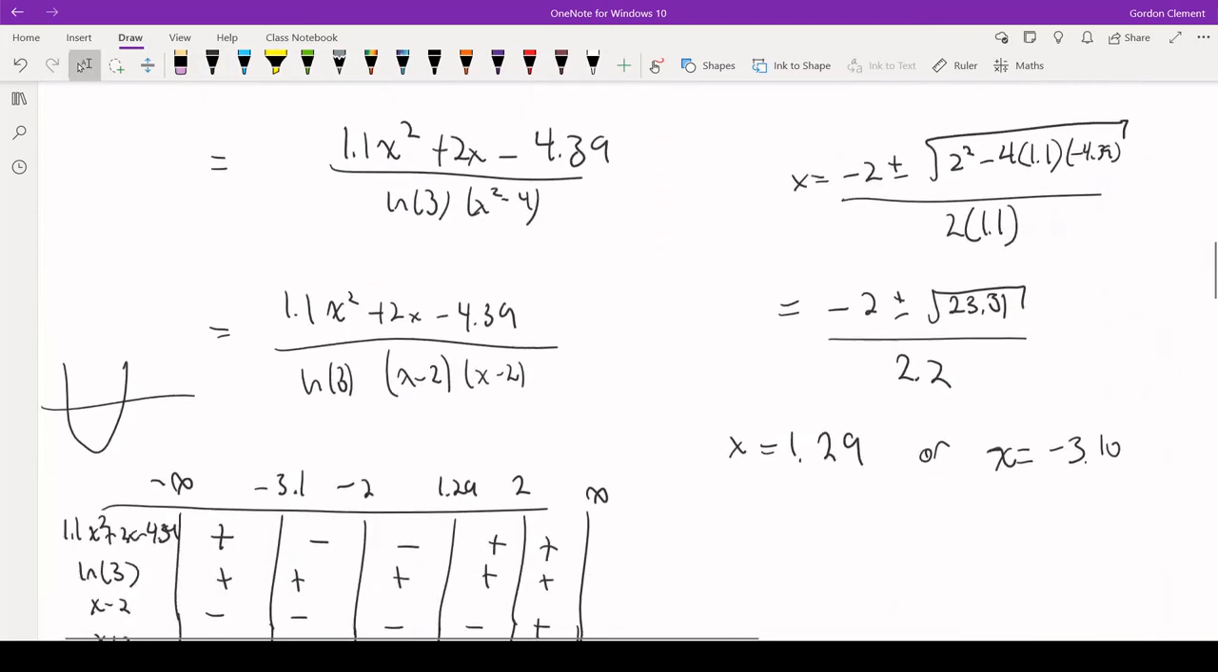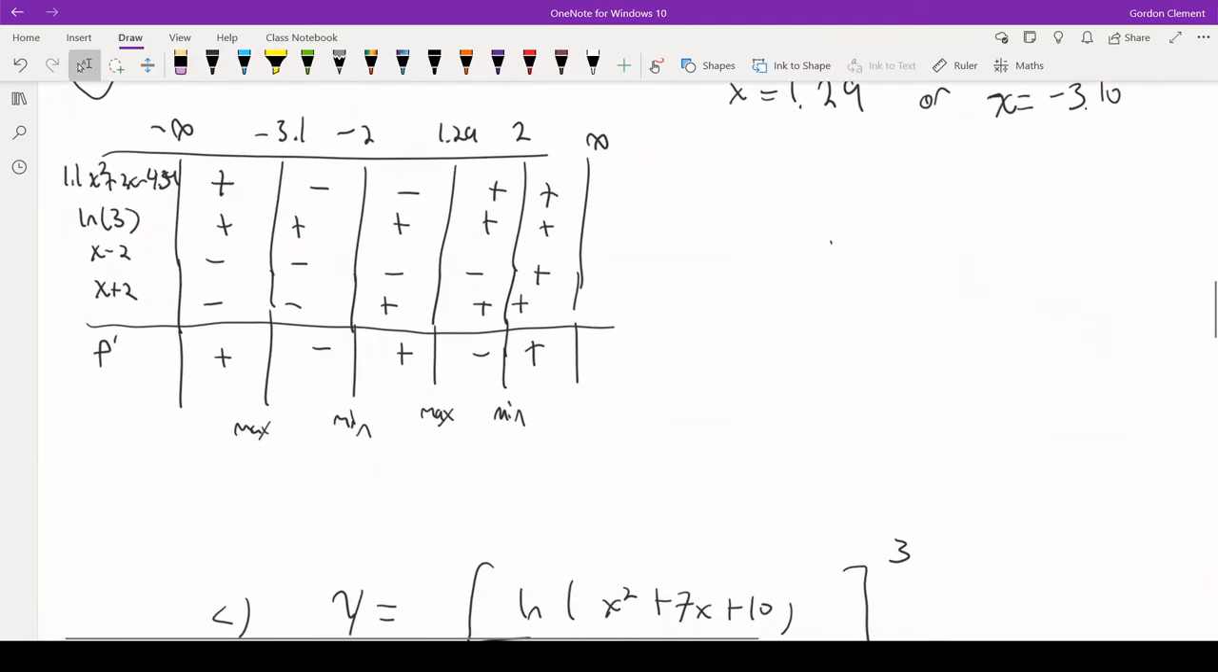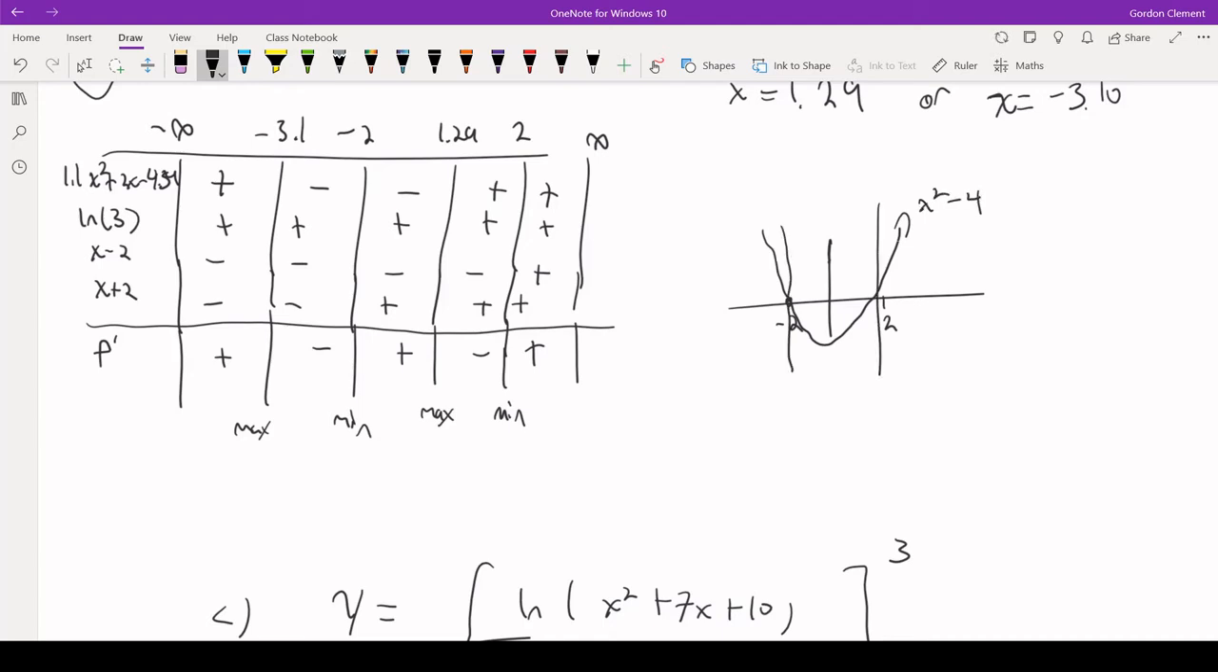So what I would do, if I think about x squared minus 4, its zeros are minus 2 and plus 2. So that's x squared minus 4. Between minus 2 and plus 2, the log base 3 of x squared minus 4 does not exist. So this whole part of my table shouldn't really be there because that's not in the domain of the function.